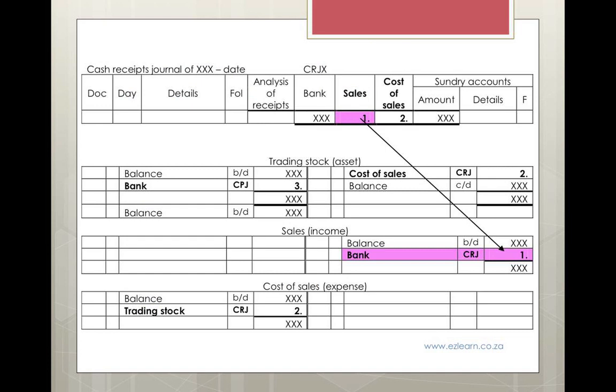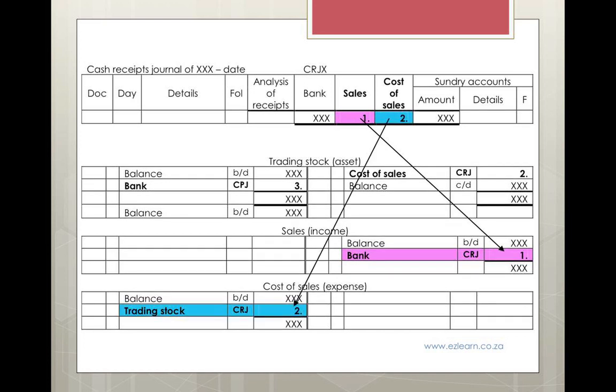In the cash receipts journal, your sales column total will be posted to the sales account on the credit side, as you can see here in pink. Note that the contra account, or the details inside the sales account, is bank. That is because when you entered the amounts into the sales column in the CRJ, they also went into the bank column, or analysis of receipts as you received the money, which simply is a crutch for bank.